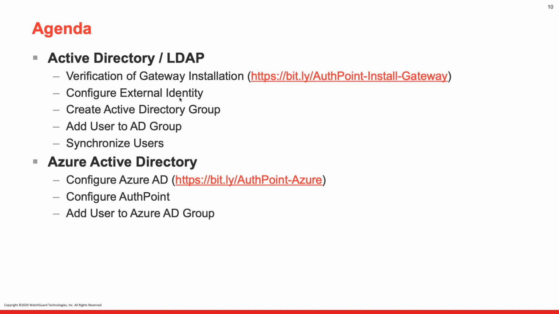Then we're going to add a user to an Azure Active Directory group, and also create that group first and then add that user to that group. And then ultimately, we will synchronize the users from Azure into AuthPoint. And as you can see, it'll be a very straightforward and seamless process.